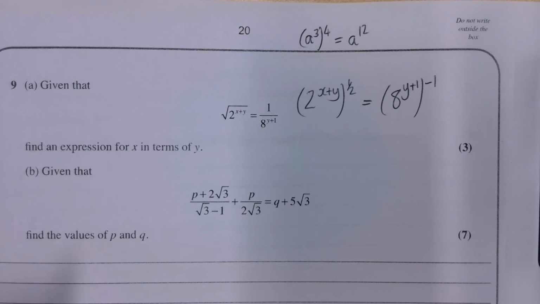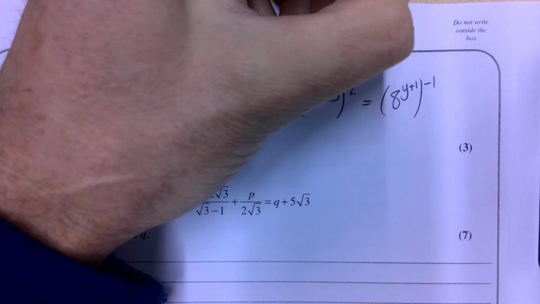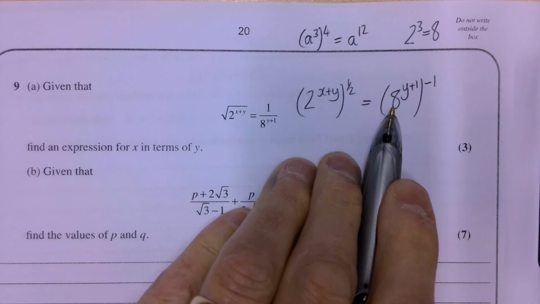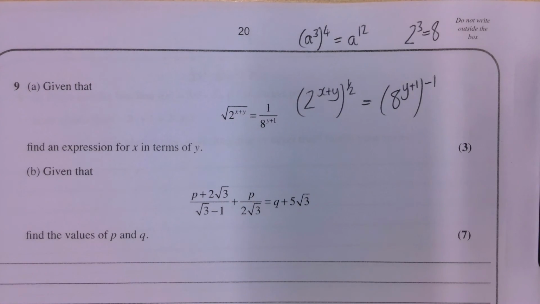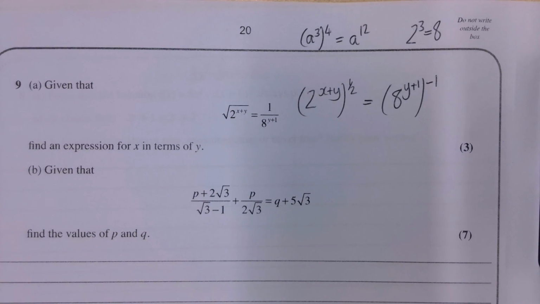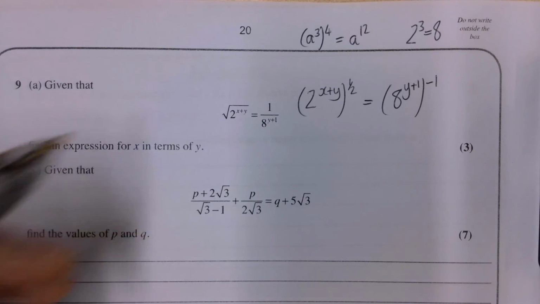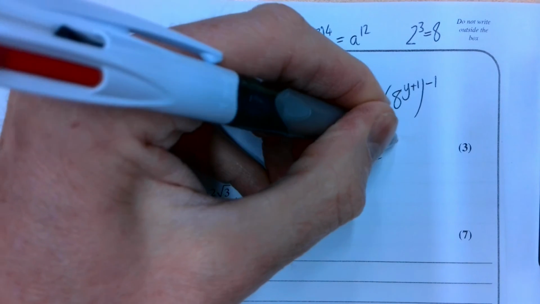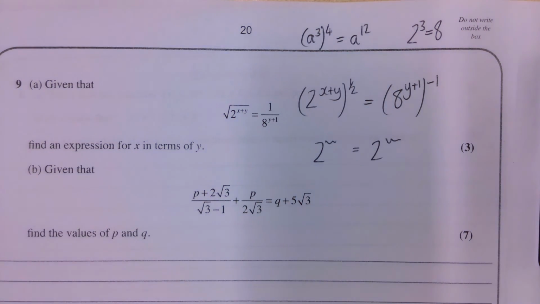I also note that 2 to the power of 3 is 8, so I could replace the 8 with 2 to the power of 3. And then everything would be in terms of powers of 2. And if you have an expression that says 2 to the power of something equals 2 to the power of something, then those two somethings have got to be the same.